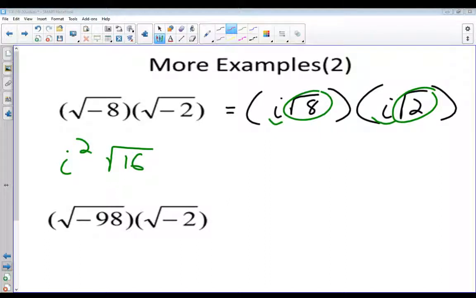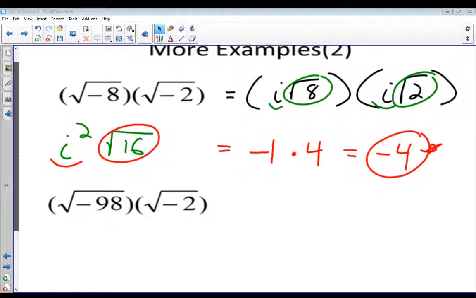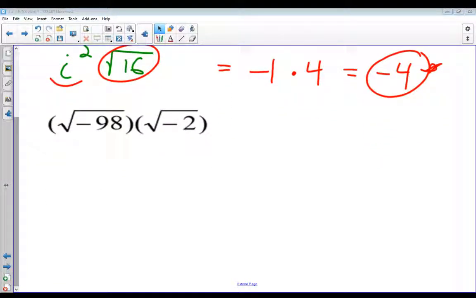And then from there, you can simplify. The I squared, as you know from our previous example, that's the same thing as negative 1. And then the square root of 16 just becomes positive 4. And then negative 1 times 4 gives you negative 4 as your final answer. The second example works in a very similar way.